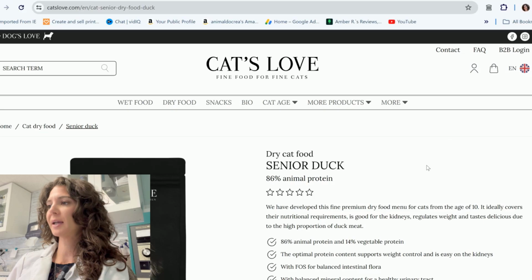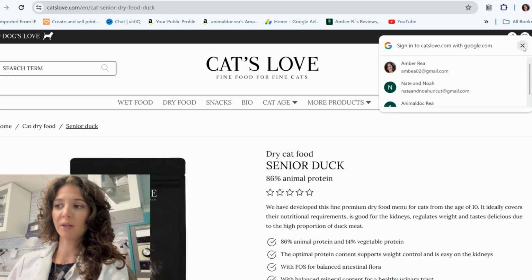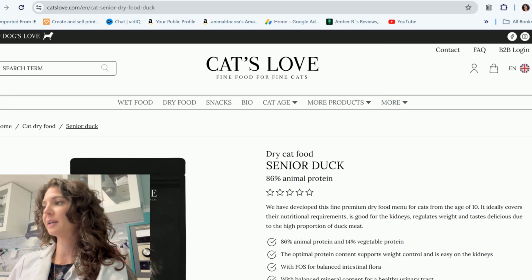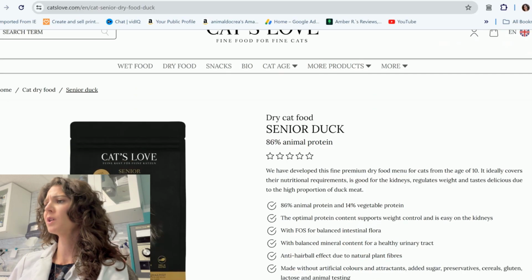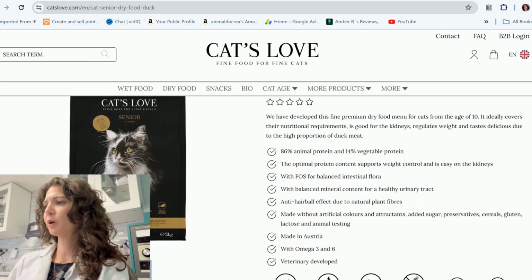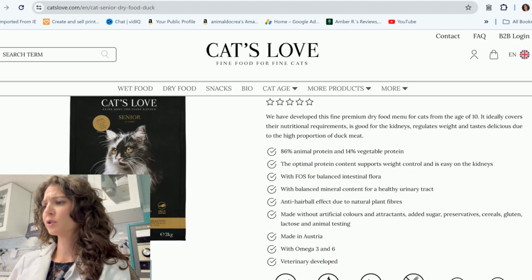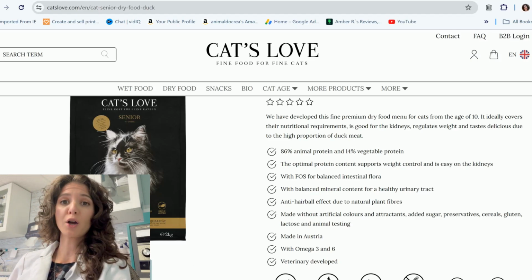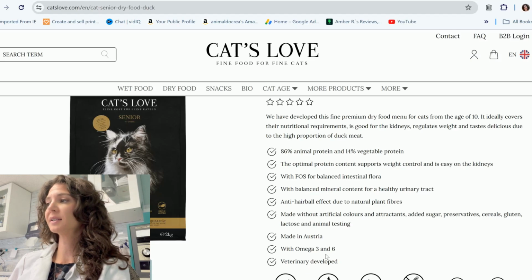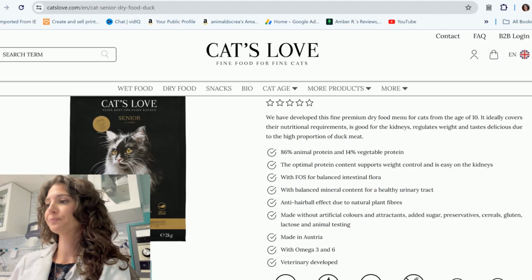So the one that we're going to be looking at, the only senior one that they have, is the dry cat and the duck. It's 86% animal protein, saying that it has optimal protein content to support weight control and easy on the kidney. So they are focusing on things that we have been focusing on, and so they're kind of in line with our thought process here. No artificial colors. It is made in Austria. Omega-3s, omega-6, and veterinary approved.